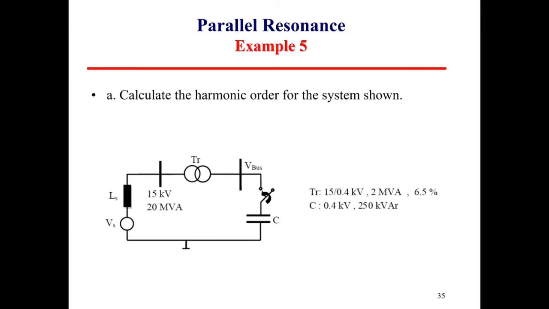In example 5, it says calculate the harmonic order for this system. Okay, so we have a transformer that will step down the voltage from 15 to 0.4 kV, and the size of the transformer is 2 MVA. The impedance is 6.5%. Okay, for the capacitor, we know the size of the capacitor bank, and we know the voltage. Of course, to find the harmonic order, that means we need to find H, we need to find XR.